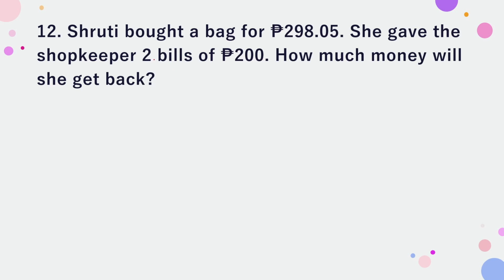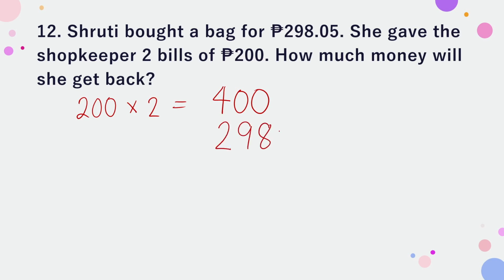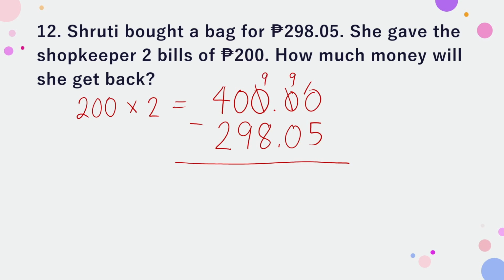400. You were able to get 400 because you multiplied 200 times 2. Am I correct, by the way? Yes, sir. Then what will I do with 400 and 298? Okay, there you go. You subtract to get the change. Will I bring down 0 and 5 or will I borrow? You borrow. So this becomes 10, 9, 9, 9, 3.